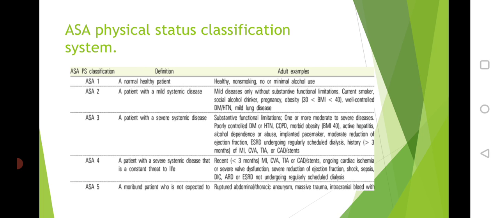ASA 4 is a patient with severe systemic disease that is a constant threat to life. Recent, less than 3 months, MI, CVA, TIA or CAD or stent, ongoing cardiac ischemia or severe valve dysfunction, severe reduction of ejection fraction, shock, sepsis, DIC, ARF or ESRD not undergoing regularly scheduled dialysis. ASA 5, a moribund patient who is not expected to live: ruptured abdominal or thoracic aneurysm, massive trauma, intracranial bleed.